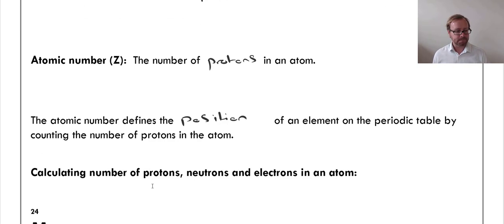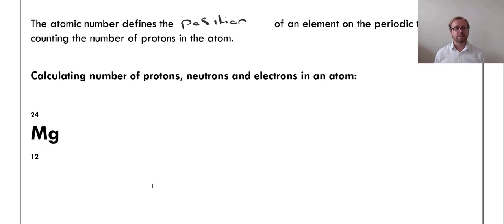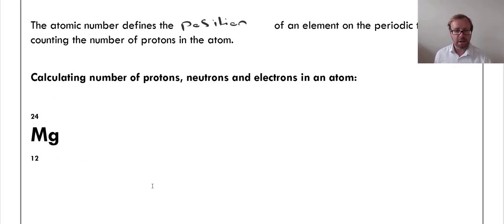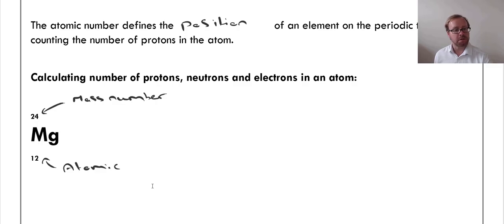Okay, so our next thing, calculating the number of protons and neutrons in an atom. If you look on a periodic table, you'll see two numbers. So this is my mass number, and this is my atomic number.